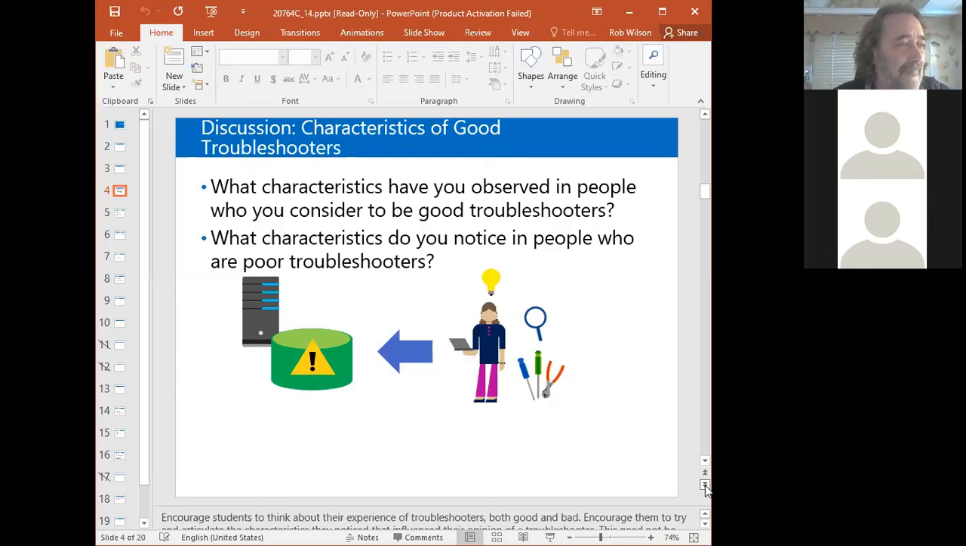And of course, troubleshooters, so I guess it's a double-edged sword. If you're doing a lot of troubleshooting, you gather a lot of experience. If you are overwhelmed and have to do too much troubleshooting, then it can go the other way, where you just basically are overburdened and overwhelmed with it. Any group opinions upon good troubleshooting characteristics or poor ones?